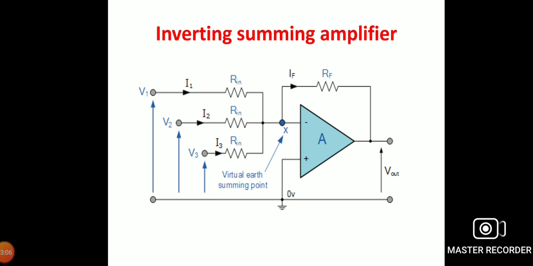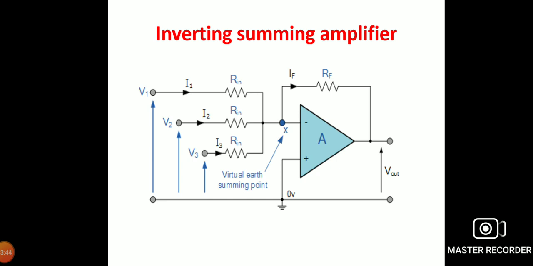Here in the circuit, voltage 1, voltage 2 and voltage 3 are measured with respect to ground. The feedback resistor is connected between the output terminal and the inverting input terminal of the operational amplifier. The non-inverting input terminal is connected to ground. Here the feedback current can be calculated.